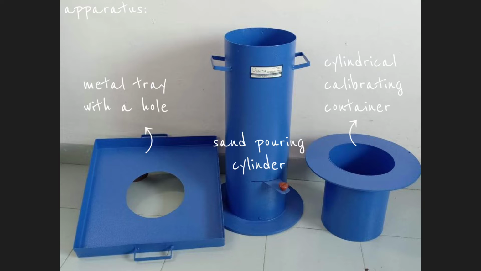The fourth experiment is field density. The objective of this experiment is to determine the dry density of in situ soil.